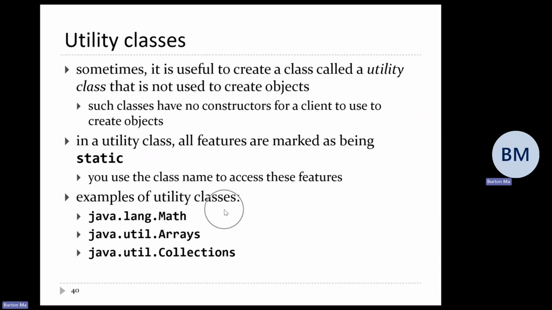For example, Math is an example of a utility class that's part of the standard language. The Math class contains a bunch of methods that are basically mathematical functions. The Arrays class has a bunch of static methods that operate on arrays. The Collections class has a bunch of static methods that operate on things like lists.